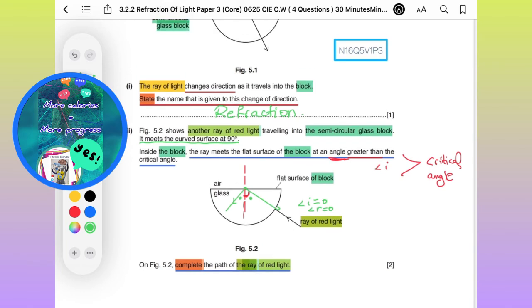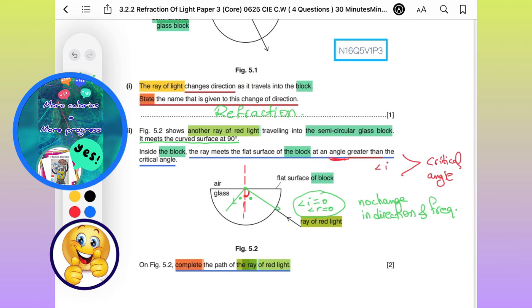Okay, let me tell you more about this case. Here there is no change in direction when angle of incidence and angle of refraction are equal to 0. There is no change in direction and frequency, but there is only a change in speed and wavelength.